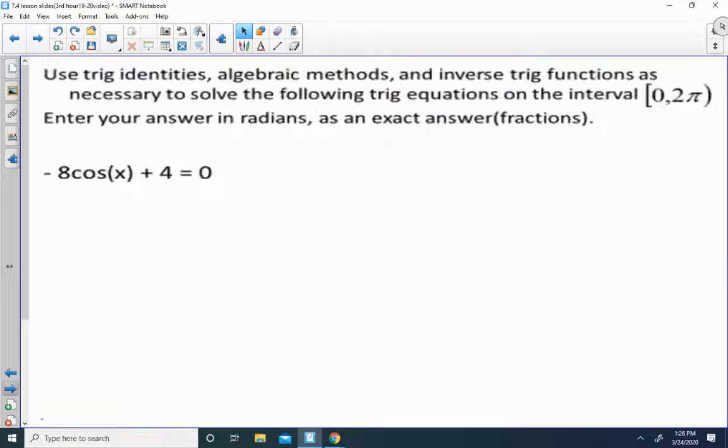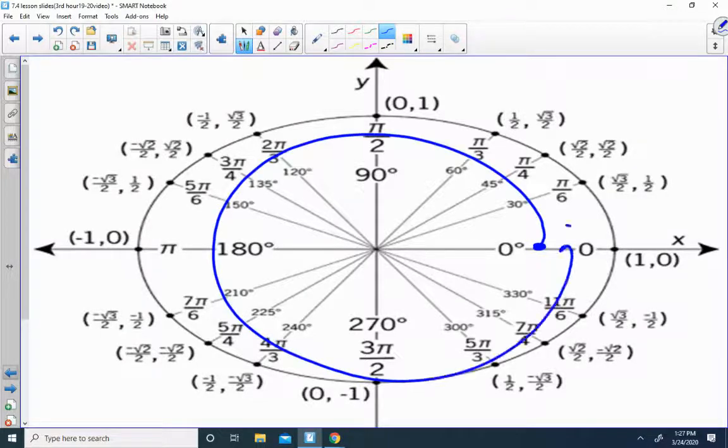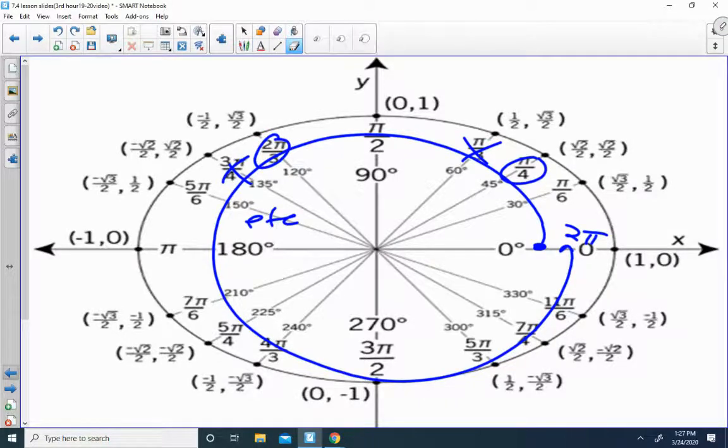Let's approach some problems. So here's an example in the Hawks program. It says use trig identities, algebraic methods, and inverse trig functions as necessary to solve the following trig equations on the interval from 0 to 2 pi. So in other words, it's saying that for that equation, we're going to look at all the angles from 0 all the way to 2 pi, and we're going to be seeing which solutions work, which ones don't, etc. So make sure you have your unit circle handy.